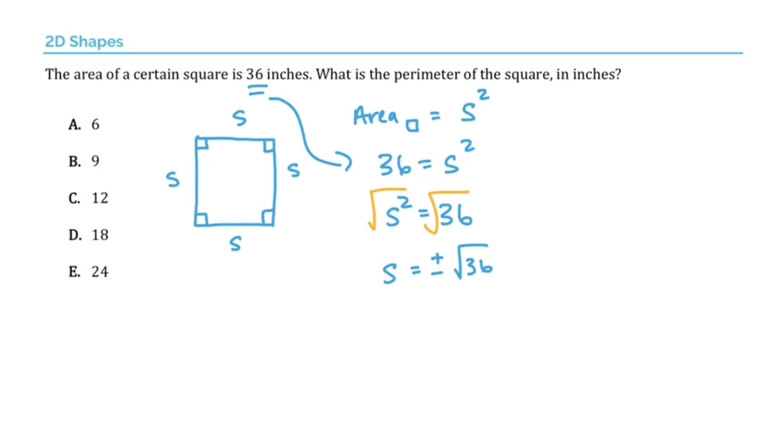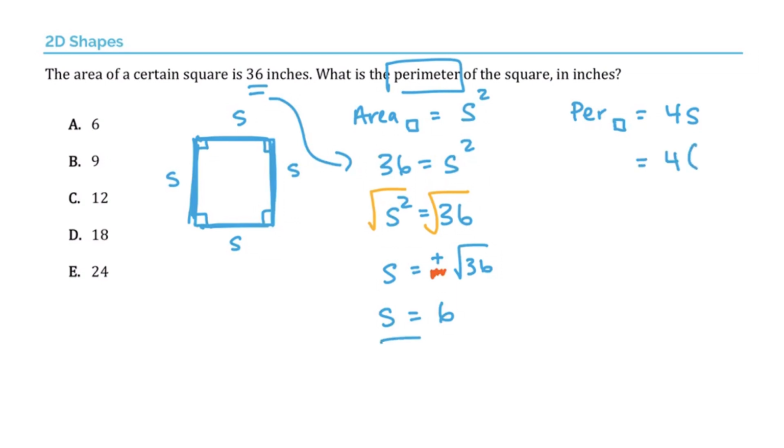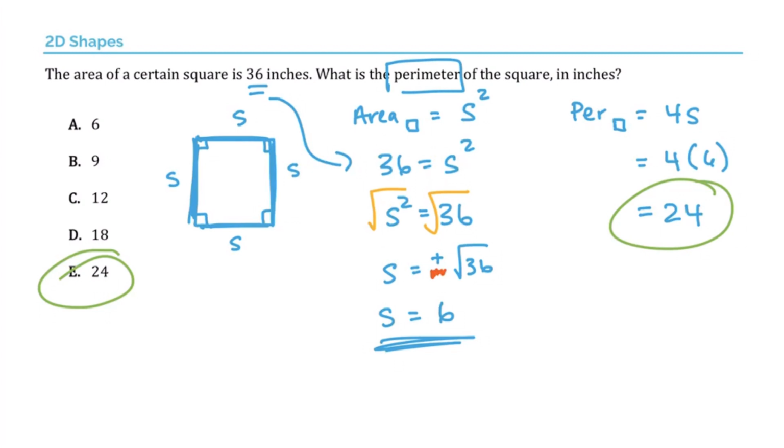Because we are solving for a distance, we can ignore the negative answer, and we get that S equals the positive square root of 36, which is 6. Now the question is, what is the perimeter of the square? So the equation for perimeter of a square is 4S, because you're basically taking S plus S plus S plus S, right? You're adding it up 4 times. Well, that means that it's 4 times S, which we just figured out was a length of 6. So the perimeter of this square is 24, and our answer is E.